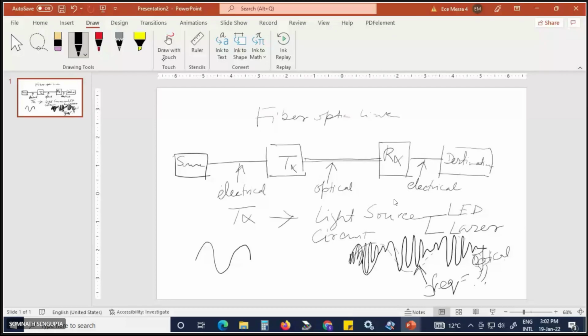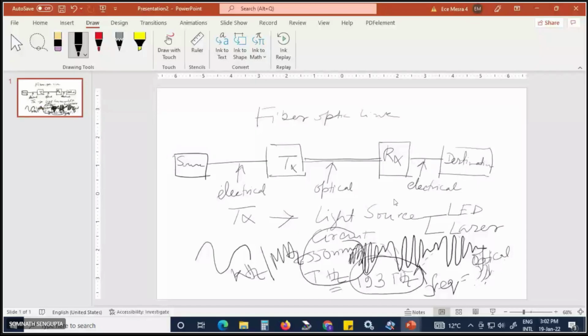This falls in the terahertz range. That is 193 terahertz if the wavelength is 1550 nanometer. If it is 1550 nanometer, then you will get a 193 terahertz signal, the light frequency. And this other frequency is kilohertz or megahertz, whatever it is, the message signal. So you are superimposing the electrical signal onto a carrier signal. The carrier is the light signal.